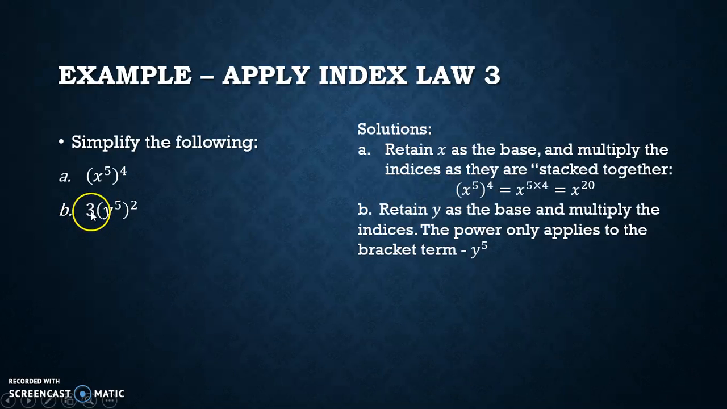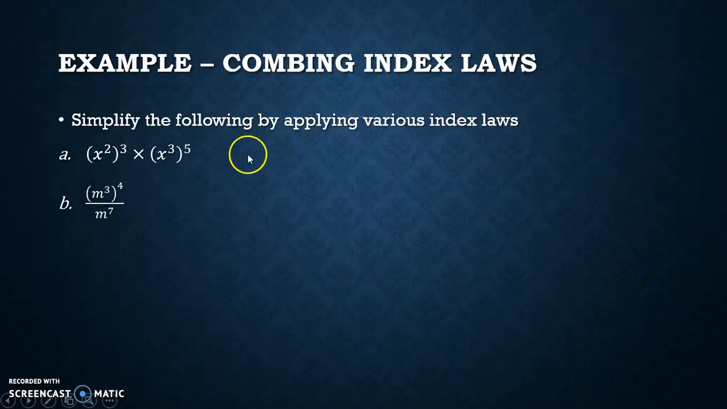so this square does not affect everything that's outside the bracket. So here 3 times y to the power of 5, bracket, squared then equals 3 times y to the power of 5 times 2. The indices, when you stack them together, are multiplied together. That equals 3y to the power of 10. Now, we have 3 index laws. Can we combine them together to simplify the index notations?